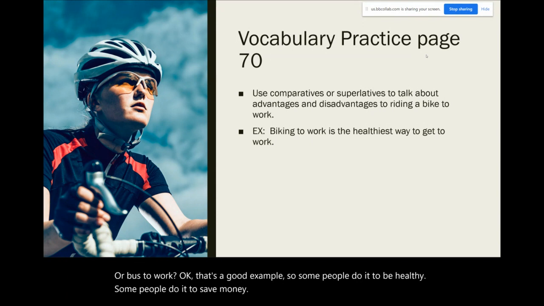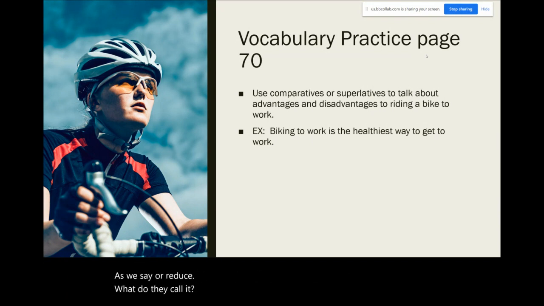Another reason might be to reduce the carbon footprint, as we say, or reduce, what do they call it? The burning of gas, which causes pollution. So those are 3 reasons right there. Carolina, can you use an adjective like safe or dangerous or expensive? Can you use a word and give a sentence in a comparative or a superlative?